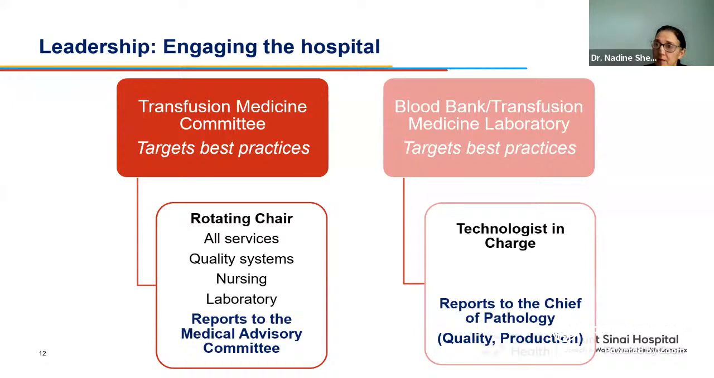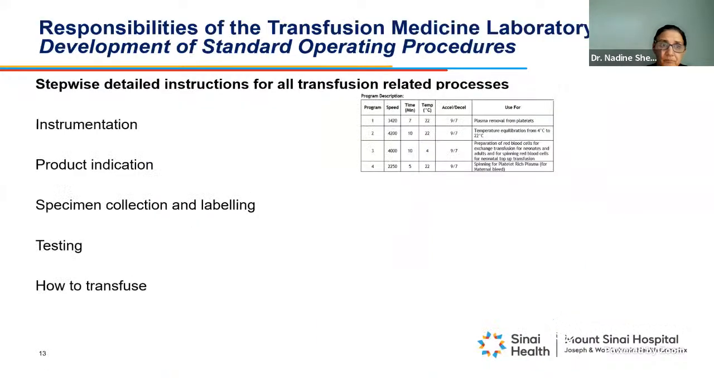But that may not necessarily be the ideal for a lot of hospitals that don't have a lot of technologists in the laboratory. As long as one individual is assigned with being responsible for transfusion education, I think that also serves the purpose of ensuring that the lab is going to be focused on quality and production. There still should be a reporting system for the laboratory to the chief of pathology. Again, an overview to ensure that from a laboratory perspective, quality metrics are being followed.